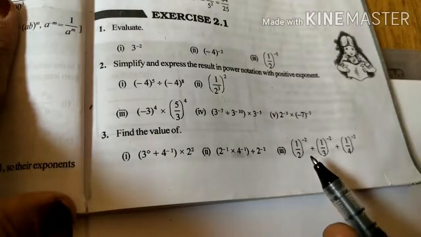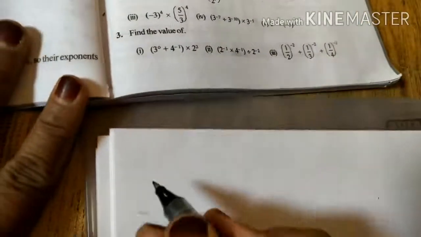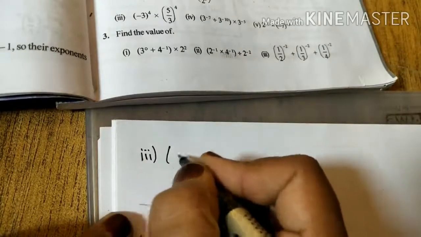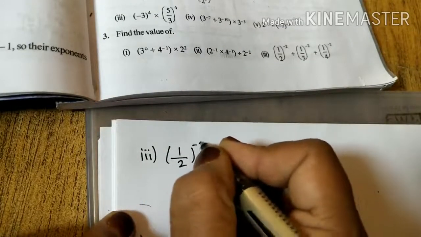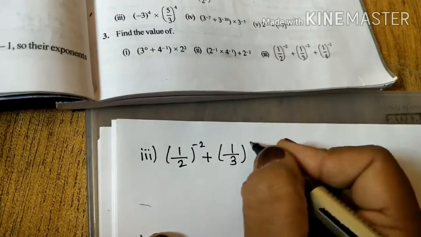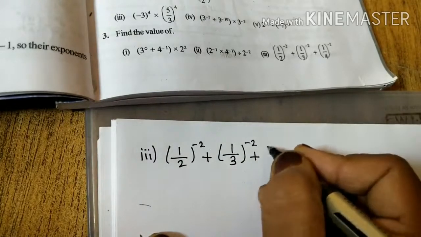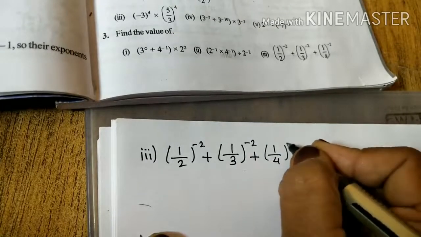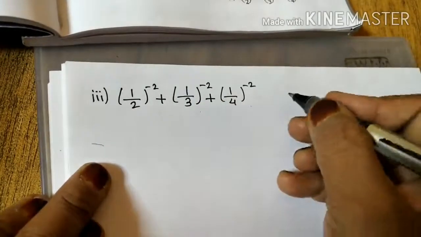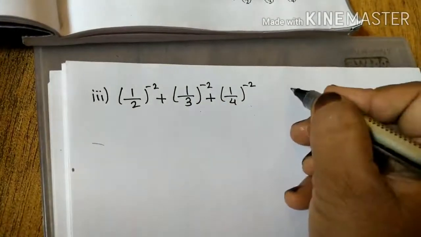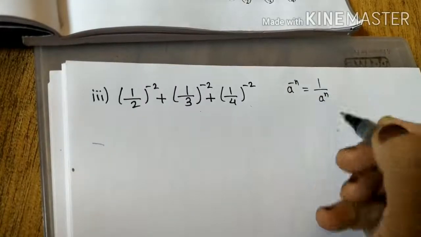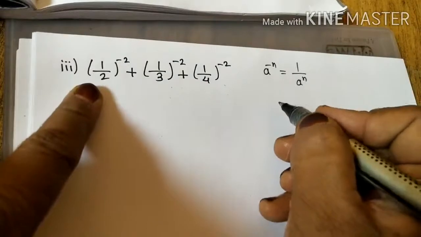We'll solve the third one. The question is 1 divided by 2 raised to minus 2 plus 1 by 3 raised to minus 2 plus 1 by 4 raised to minus 2. Now first I'll explain only this part. Here we have to use this law: a raised to minus n is equal to 1 by a raised to n. Now we'll take this one.